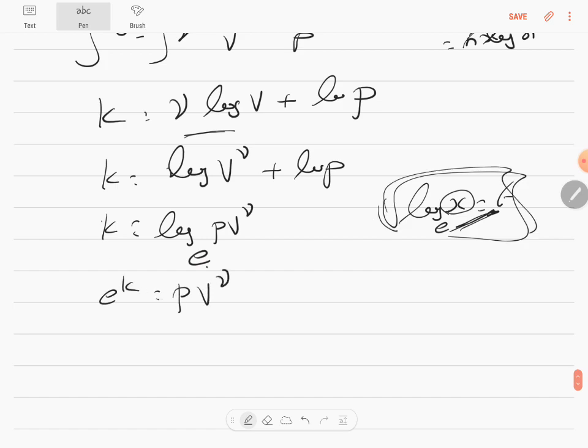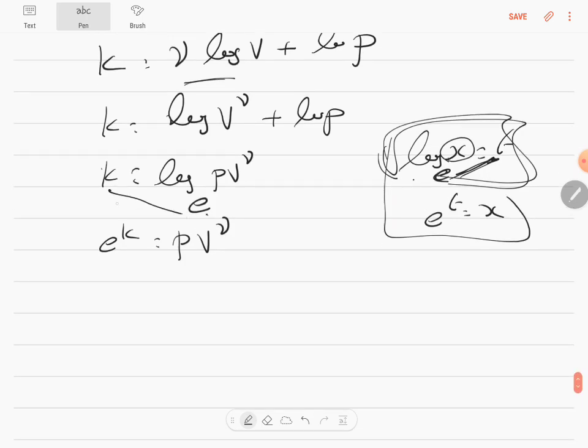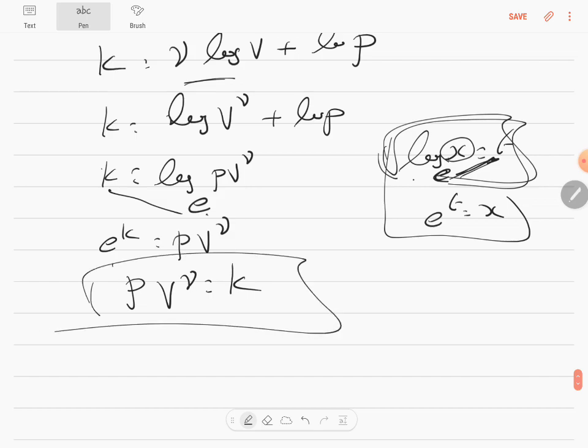Using this property, log x to the base e is equal to t, e to the power t becomes x. That is, any exponential function can be converted to logarithmic, or logarithmic can be converted into exponential, like this. So therefore e to the power k is equal to P V to the power gamma. E to the power k itself is a constant, so P V to the power gamma is a constant. It's not PV a constant, it's PV to the power gamma that is a constant in the adiabatic process.